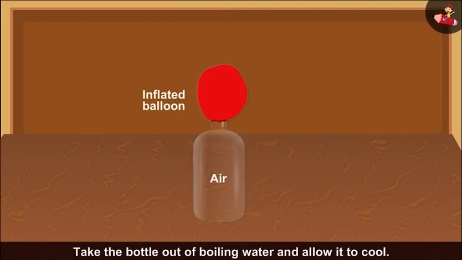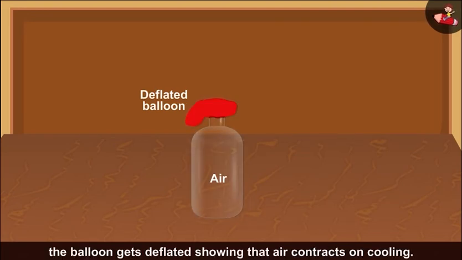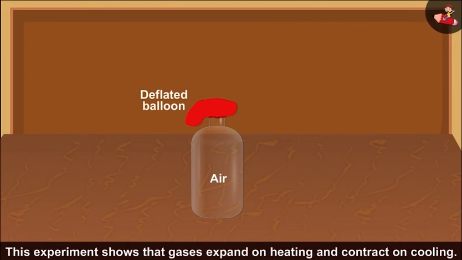Take the bottle out of boiling water and allow it to cool. When the air in the bottle is cooled, the balloon gets deflated, showing that air contracts on cooling. This experiment shows that gases expand on heating and contract on cooling.